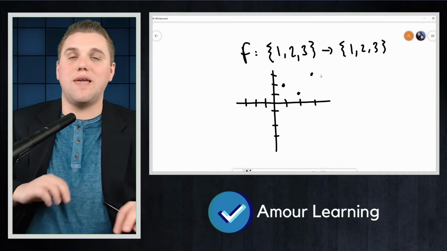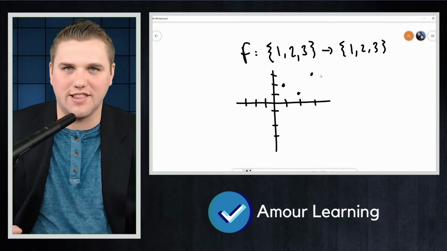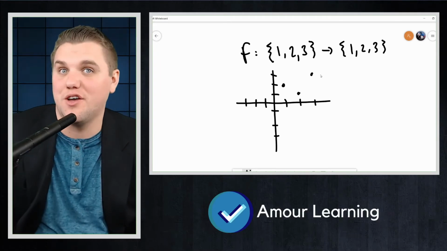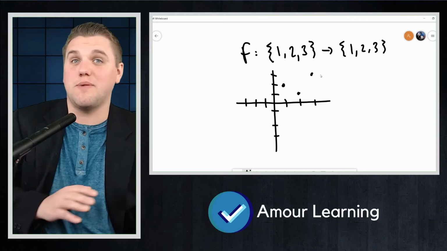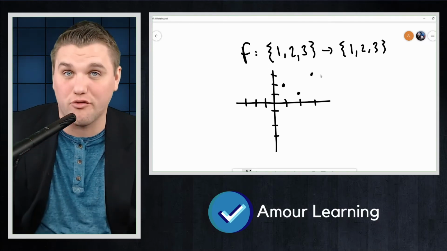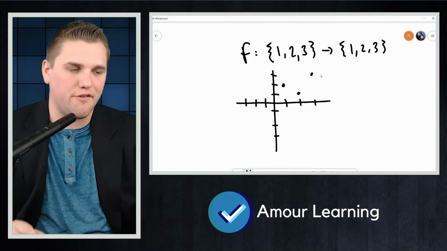All right, so it would be absolutely wrong to connect the dots or to try to fit them to some curve. There are only 3 elements in the domain. A curve would mean that the domain contains an entire interval of real numbers. Here's another way to represent this same function.